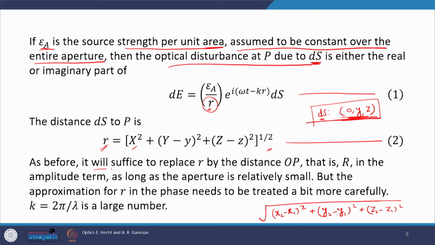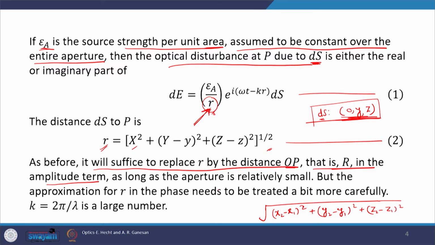Now, as before, it is sufficient to replace r by distance OP, that is capital R, in the amplitude term. Here we are talking about the denominator of the amplitude in equation number 1. Why are we saying so? Because the point of observation is very far. We know that it is a spherical wave, therefore as the wave propagates, the field decays by 1 by r, and if the aperture size is very small, then we can replace this 1 by r with 1 by capital R, since capital R is very huge as compared to the size of the aperture.